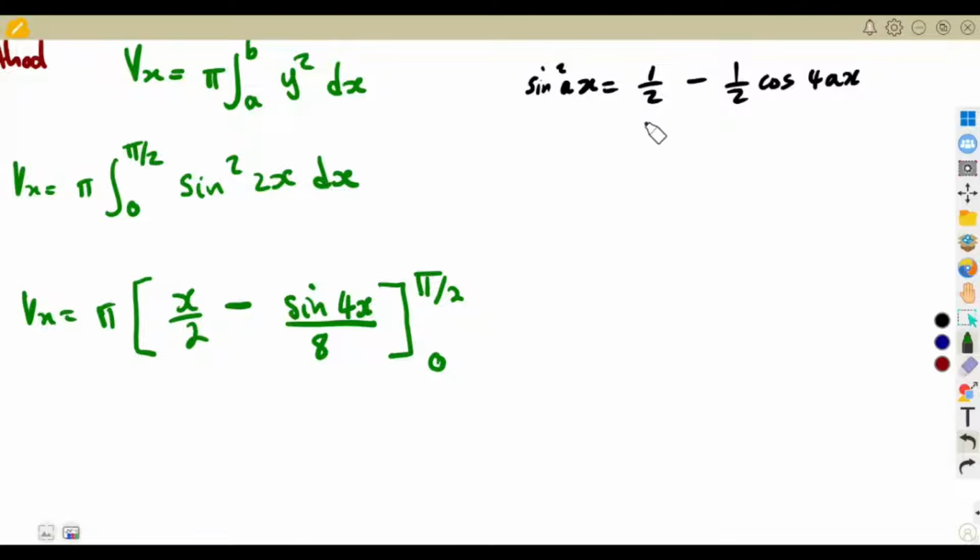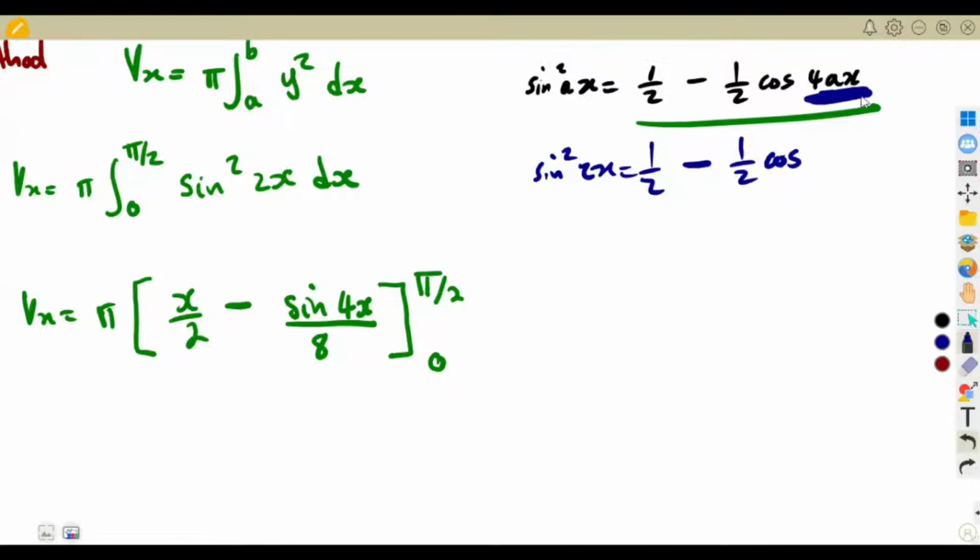But if we were to use the identity, it's fine. When we are given sine squared 2x, it is going to be 1/2 minus 1/2 cos 4ax. What does it mean when you say cos 4ax? We are multiplying ax by 4. Our ax, which is 2x, multiplied by 4, is 4 times 2, which is 8x. So it's going to be cos 8x like that.